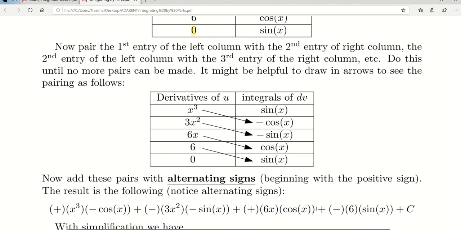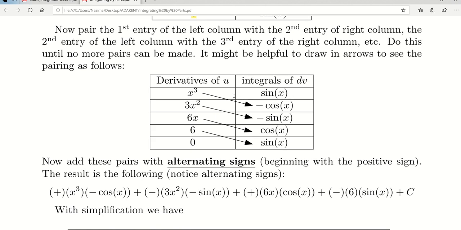In the solution part, we use this method. Look here, we cross multiply. We multiply x to the power 3 by cosinus x. We multiply it by cosinus x here, as you can see.